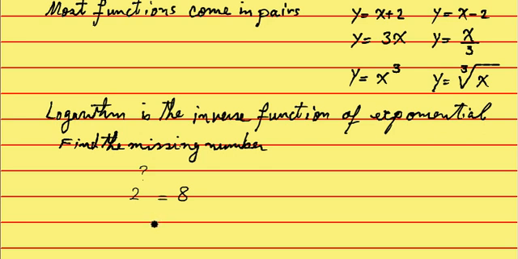Well, you know the answer from memory. You try various exponents of 2 until one matches this friendly problem. 2 to the power of 1 is 2, 2 to the power of 2 is 4, 2 to the power of 3 is 8. So the answer is 3.